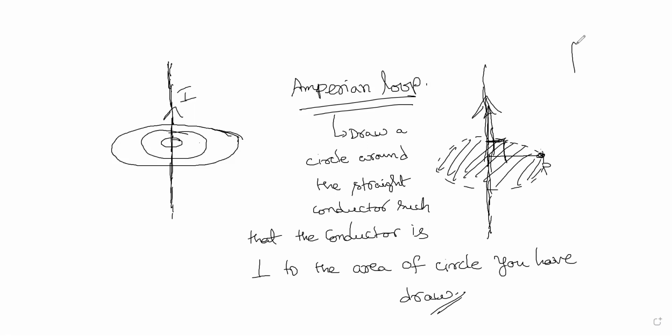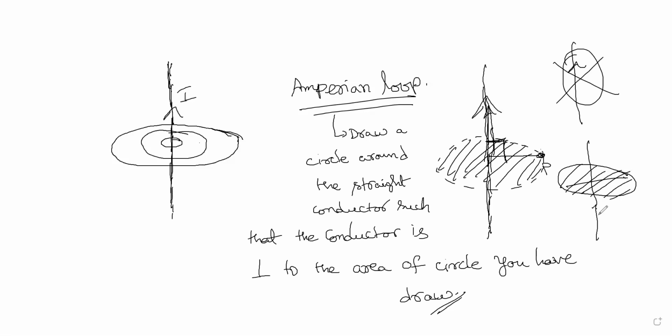So what I mean to say is, I asked you to draw a circle. You draw a circle like this. There is no point. This should not be the way. You draw the circle so that the area of the circle is perpendicular to the conductor. The conductor has to pierce through the area. Imagine a circular cardboard. Through that the conductor is coming out. You have pierced the conductor through the circular cardboard. Now this circular cardboard, whatever I have chosen, is my Amperian loop.